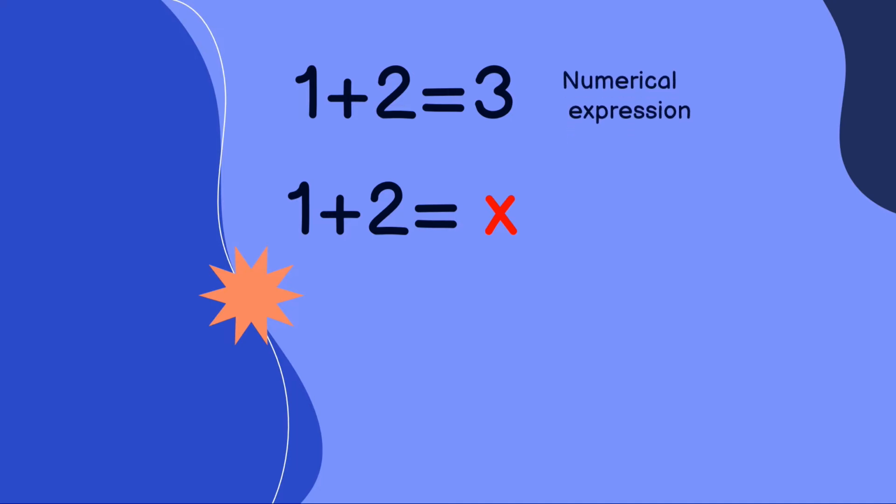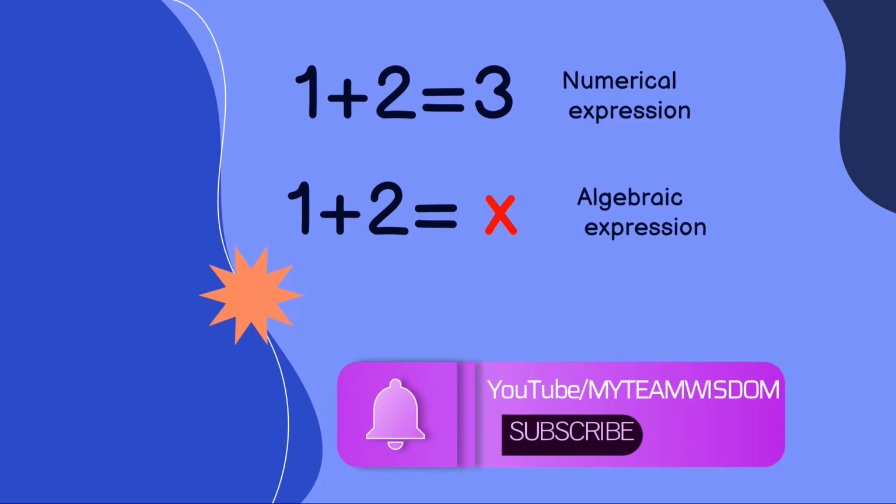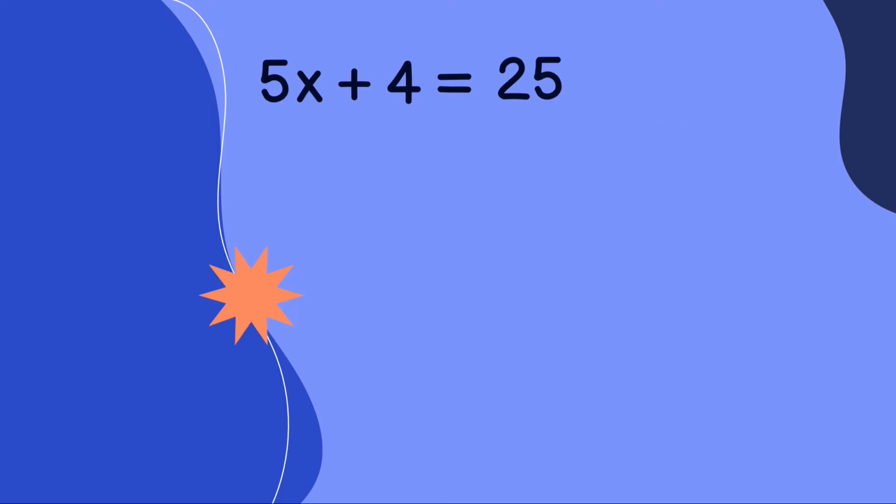So the above equation is a numerical expression because it has numbers, but the equation below is an algebraic expression because it has a letter. The unknown number can be represented by any letter from A to Z, but mostly the variables that are used are x, y, and z. So here we have an expression 5x plus 4 is equal to 25.